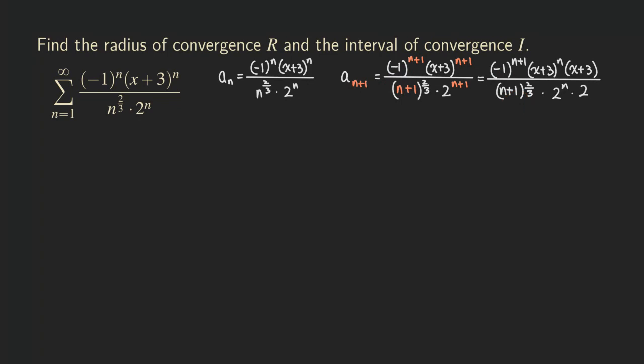So now let's start getting into the ratio test. For the ratio test, we are going to take the limit as n approaches infinity. We put down just the a sub n plus 1 first, which is this expression right here. So we get -1 to the n plus 1, and then x plus 3 to the n, and then x plus 3. Then we get the denominator, which is n plus 1 to the 2 over 3, and then times 2 to the n times 2.